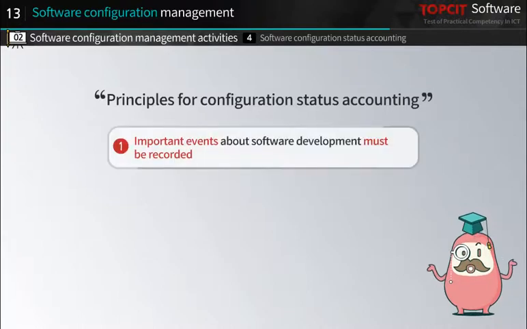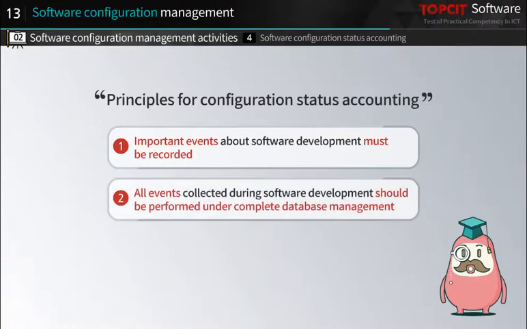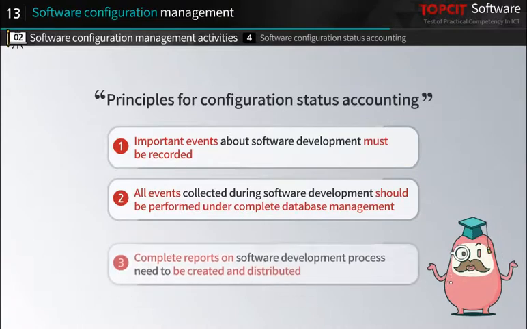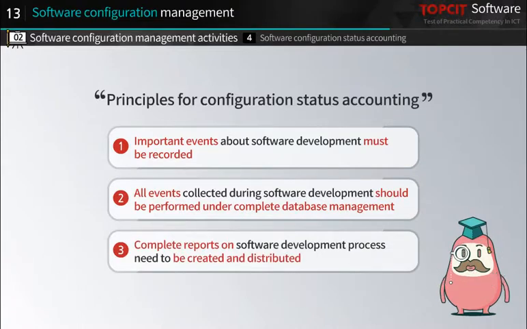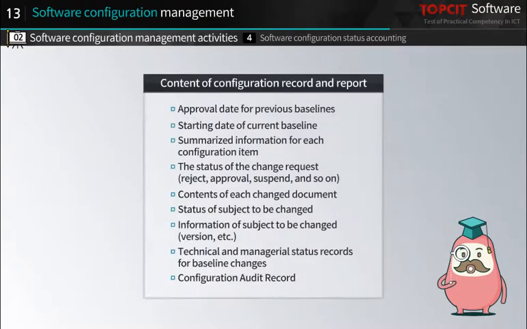First, important events about software development must be recorded. Second, all the events collected during the software development should be performed under complete database management. Third, complete reports on the software development process need to be created and distributed. According to these principles, the following items are recorded in the configuration record and report. For more information, please review the items on the screen.